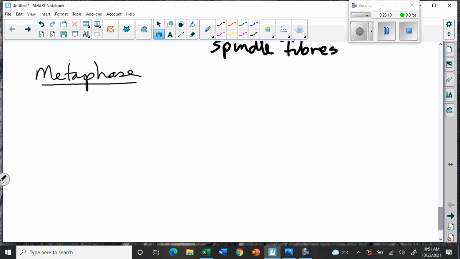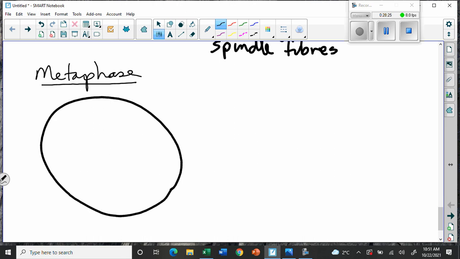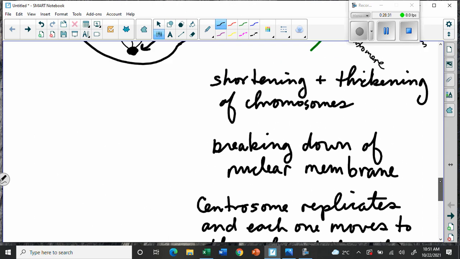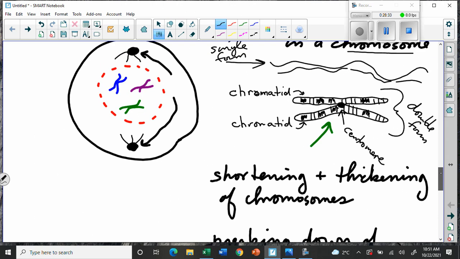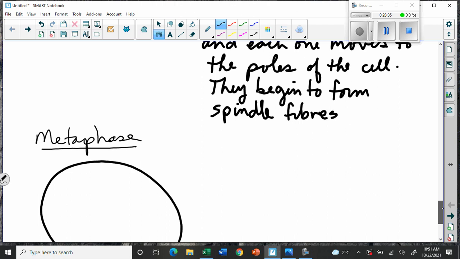All right. Here's what's really cool. In metaphase, here's my cell. The nuclear membrane is gone. It dissolved. So we have our three chromosomes. I'll keep the same colors. So we had what? We had a purple, a blue, and a green chromosome.